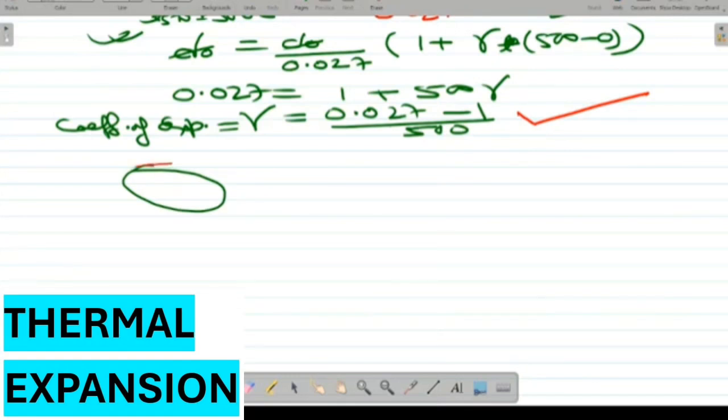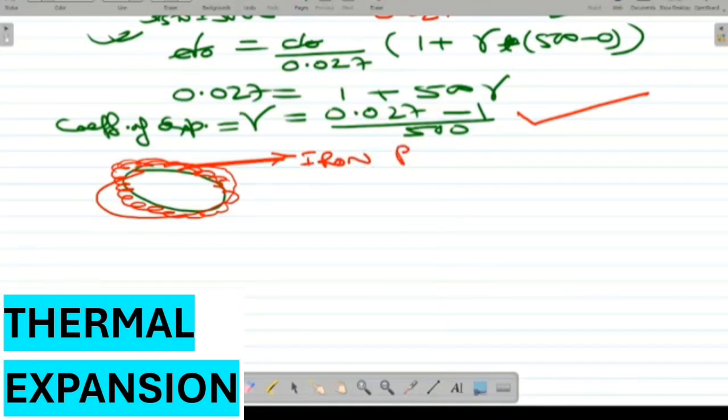Don't worry, students, I think we're getting the concept. So we can say it like this, that this is the iron ring, which is inserted circularly, and the green one is the wooden wheel.